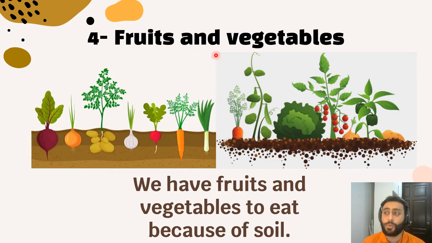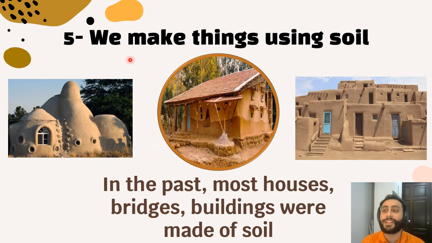Number 4. Fruits and vegetables which we eat every day, you should eat every day, come from plants. And as you remember, they grow in soil. So, fruits and vegetables, we get them from soil. So, it's very important that we have good soil so the plants can give us fruits and vegetables so we can eat.